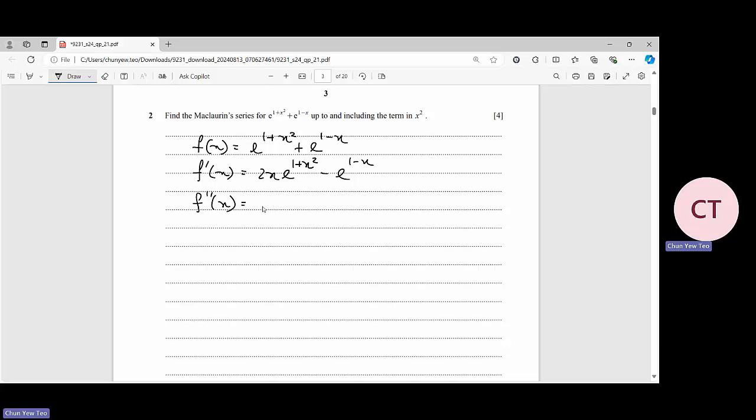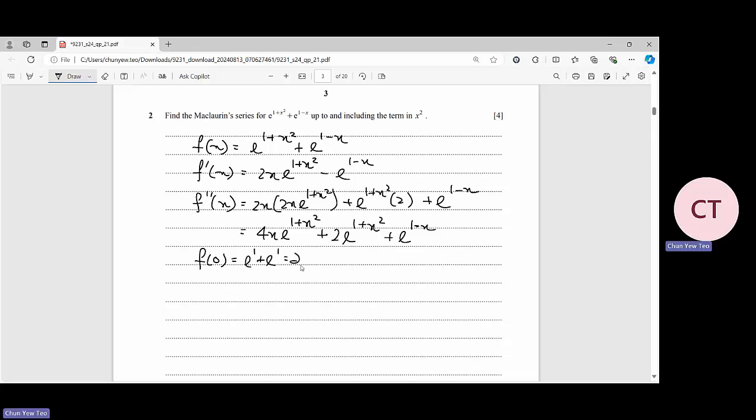But this time, the second order needs a bit more work to be done. Over here, keep the left, differentiate the right, plus keep the right, differentiate the left. This one you get e power 1 minus x. If you combine them together, you will get 4x e power 1 plus x squared plus 2e power 1 plus x squared plus e power 1 minus x. Now we just need to substitute 0 into f. You will get e power 1 plus e power 1, so you get 2e.